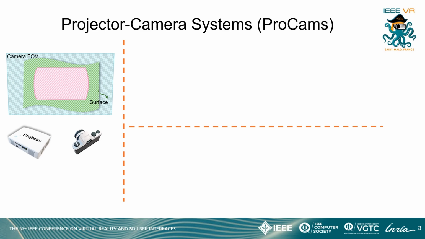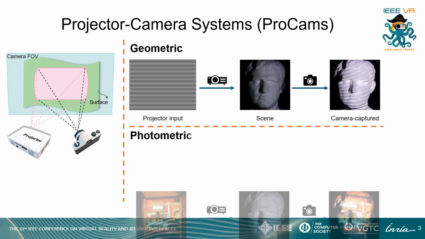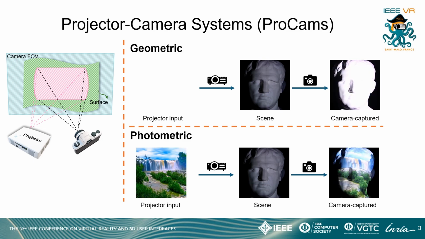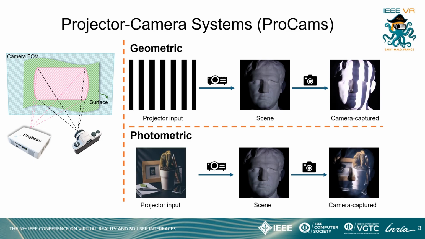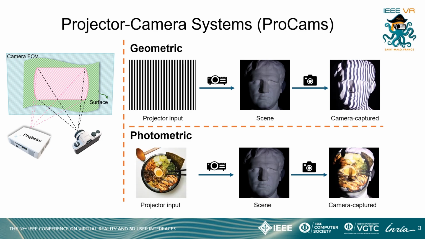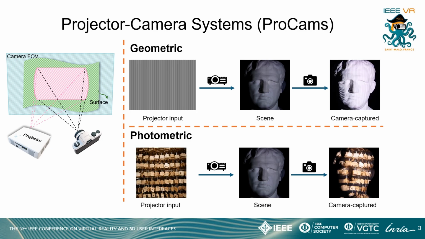While this technique usually needs to simulate the project and capture process of the projector camera systems, ProCams. More specifically, it involves calibrating or estimating the geometric and photometric properties of the ProCams. After finding both photometric and geometric mappings of ProCams, projection mapping techniques can be applied to augment the scene.